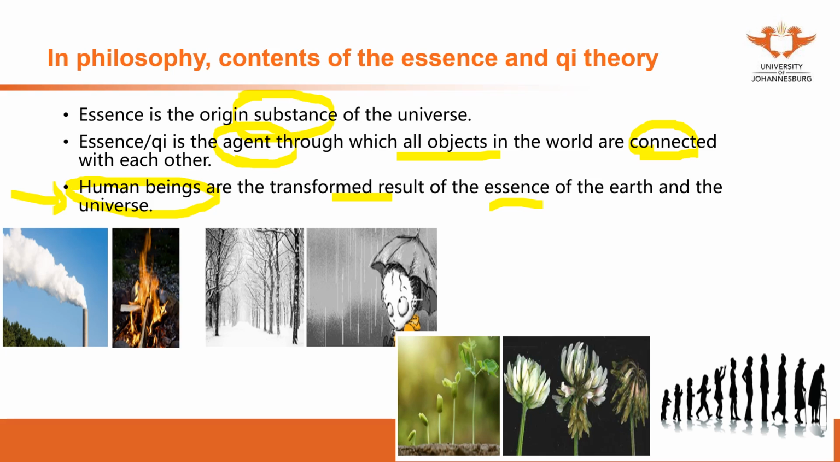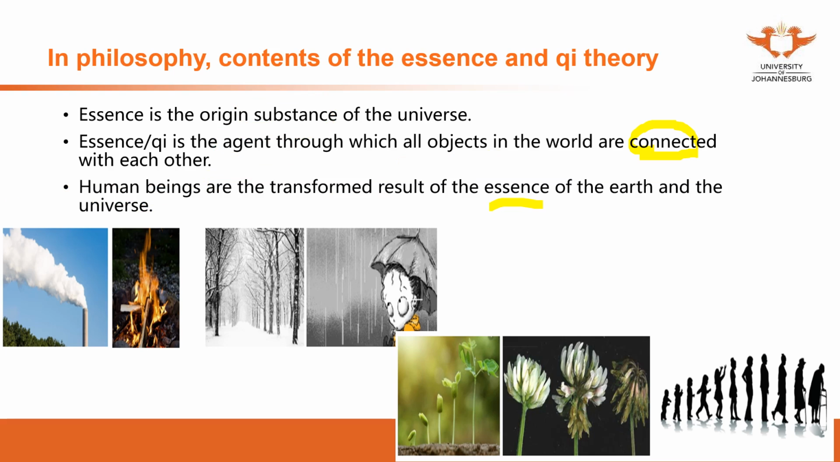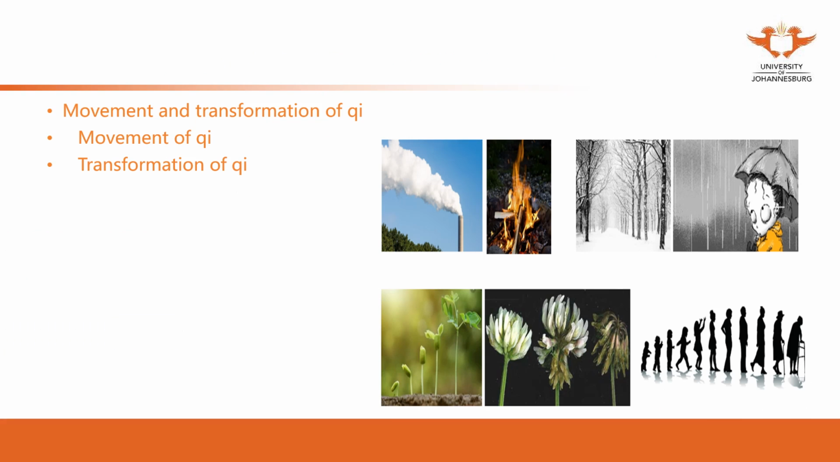The reason is because we are not focused on the statement itself. We're not focused on this function or this content. However, we need to focus on the substance and the agent. These two will determine the movement and the transformation of qi and essence. When studying the exons and qi theory, we need to focus on the movements and transformation of qi.